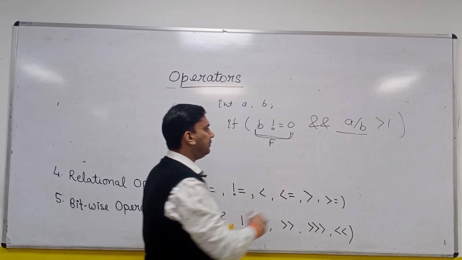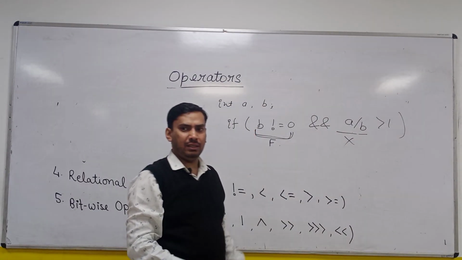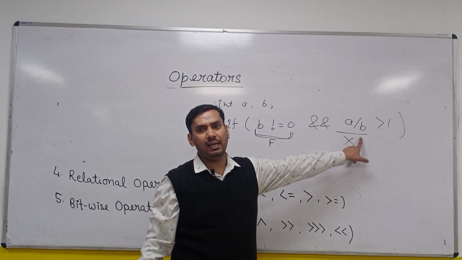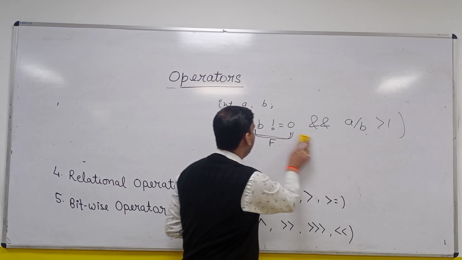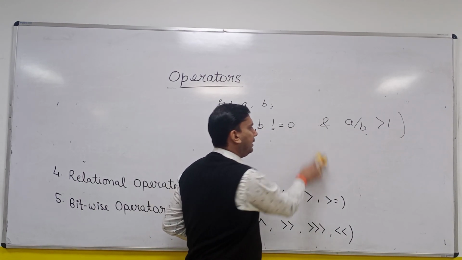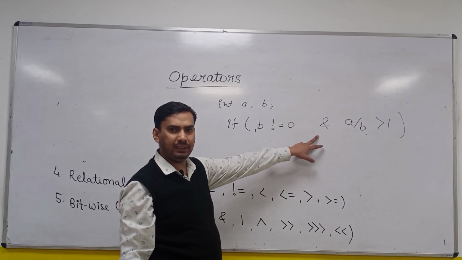So if this condition is false, it will never execute this. It means you will never get the arithmetic exception. But suppose you are writing a normal AND here. This is normal logical AND.